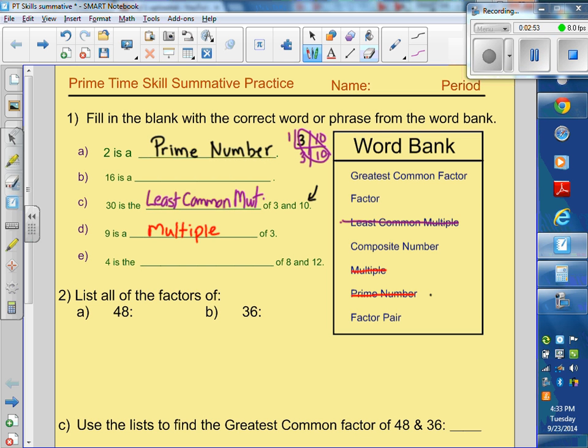So that's how you do the word bank. And then 16, well, 16 is a composite number. So we can put that here.